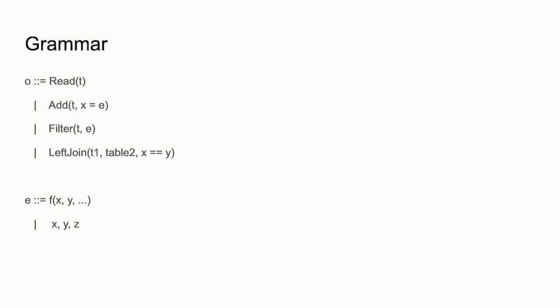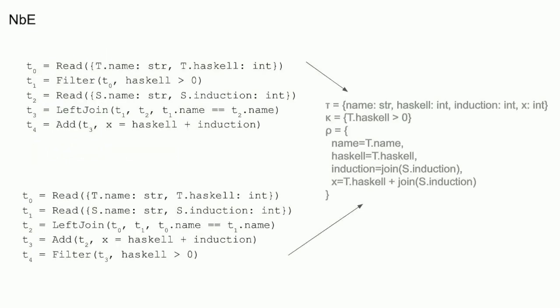So we have this very simple grammar. We have, let's say, 3 or 4 operators, and we have some expressions. So here's what we did. Basically, let's say we have 2 tables. The first table has names and the number of Haskell programs written. The second table is names and the number of induction proofs written.